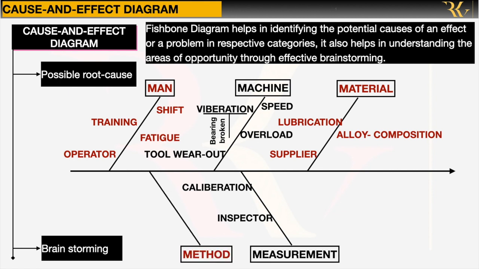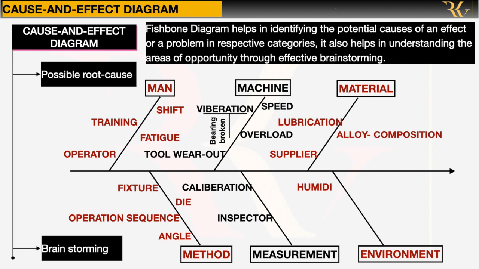Method: angle, operation sequence, die, fixture. The correct sequence of operation, die, or fixture should be used to produce a good part. Environment: temperature, dust, airflow, humidity also make a major contribution in the parameter set. So these also need to be adjusted as per requirement.